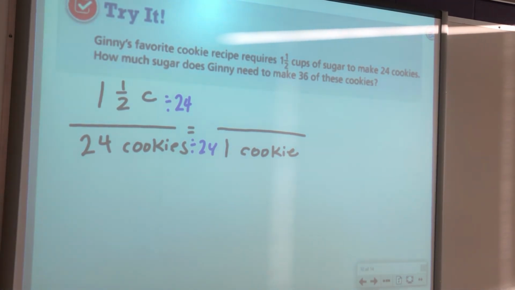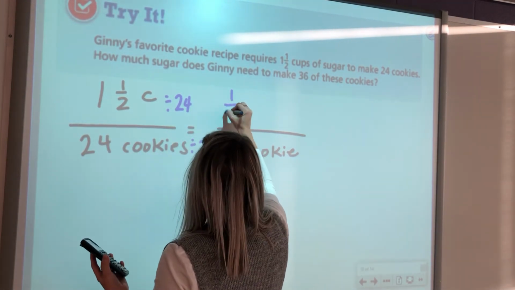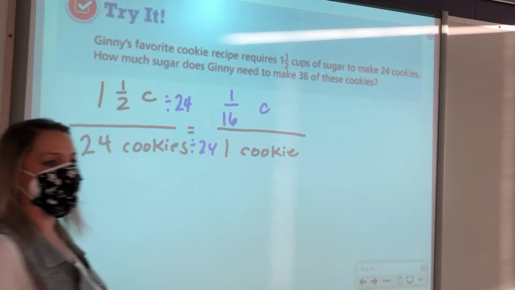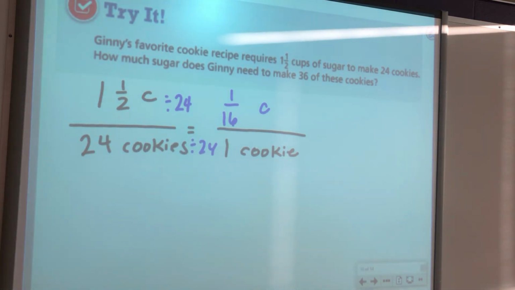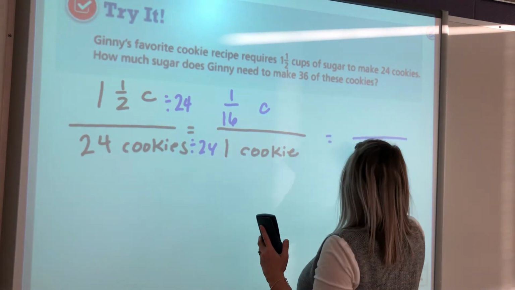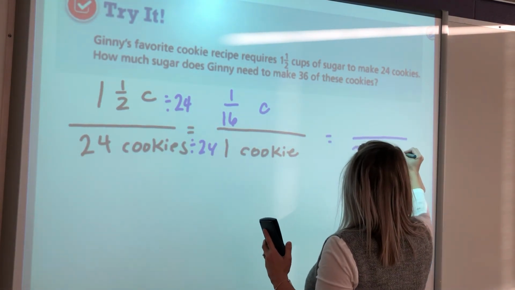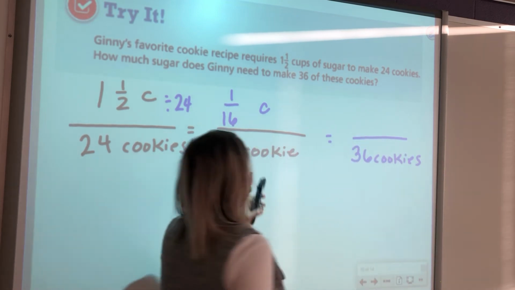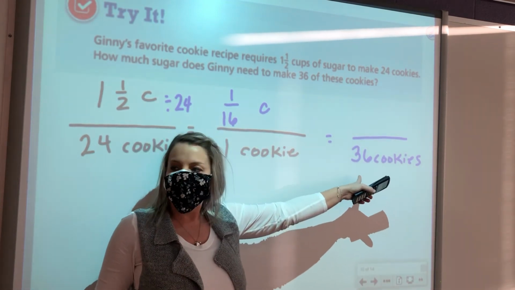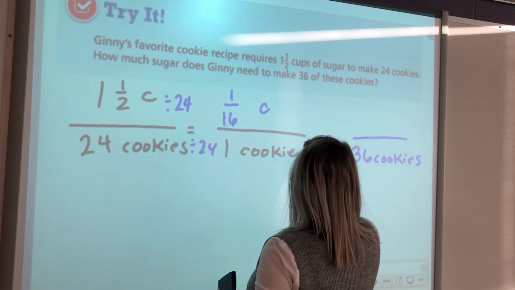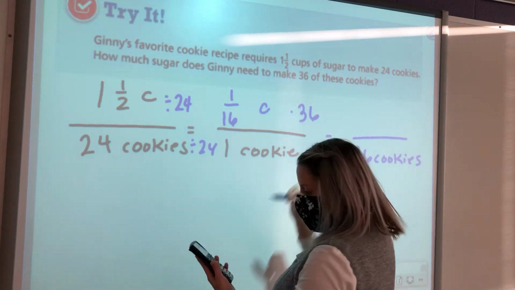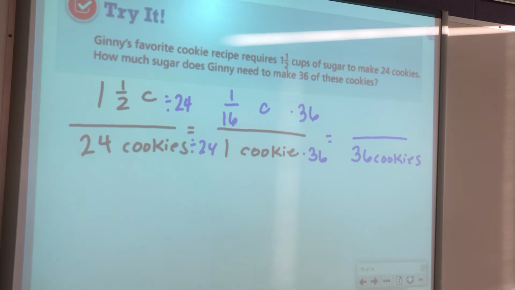All right, so 1.5 cups divided by 24 is 1/16 of a cup. I don't want one cookie. How many cookies do I want? 36. How do I get from one cookie? Multiply.